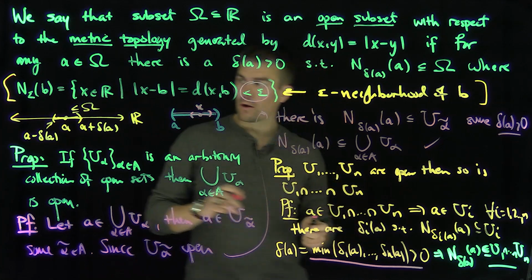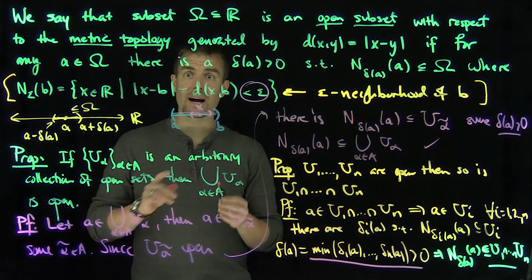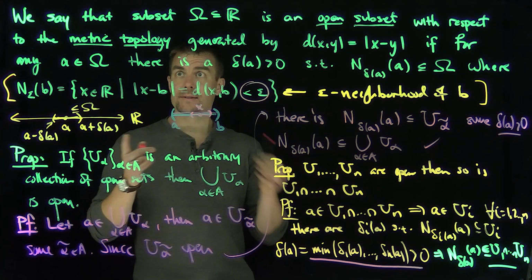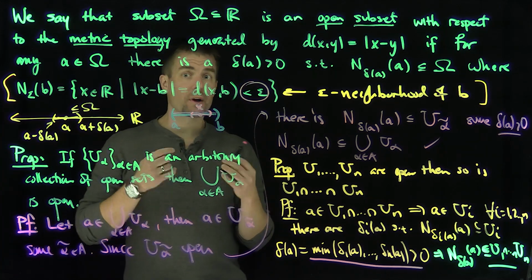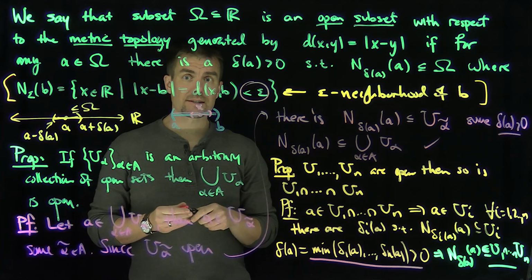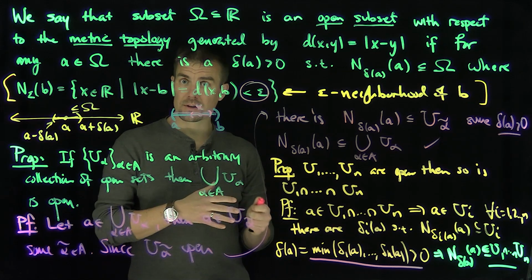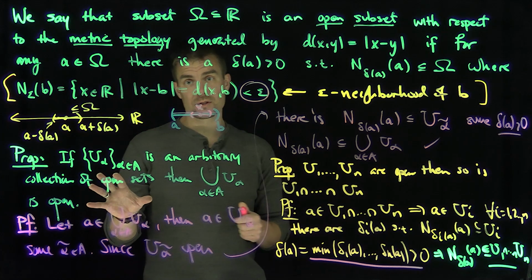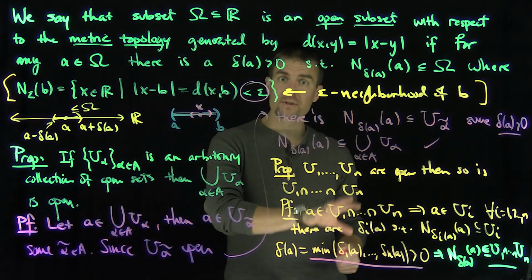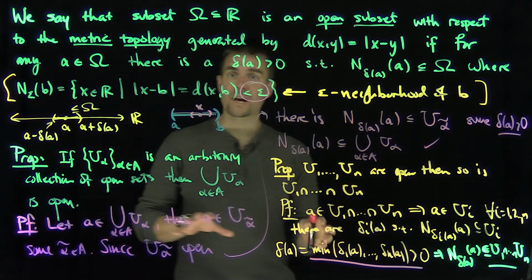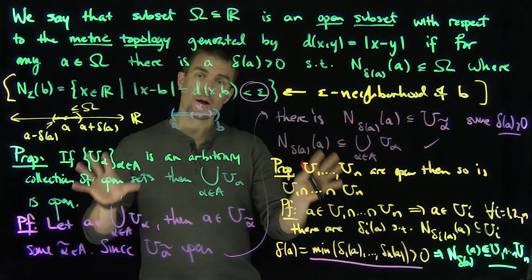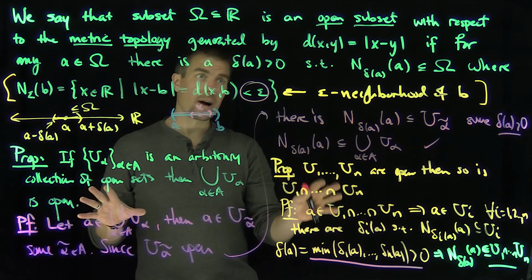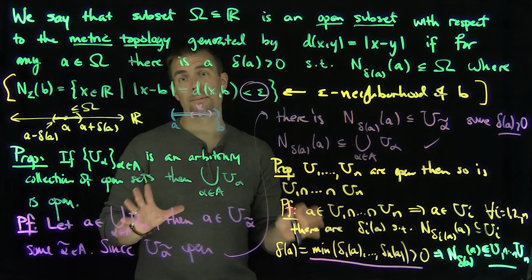And so now in general, we can say what a topological space is. A topological space is a set, call it X, with a collection of subsets such that the empty set and the space are always in the topology. Arbitrary unions of elements in the topology are in the topology, and finite intersections of elements in the topology are in the topology. So these two propositions together prove that the real line with this metric topology is in fact a topological space.